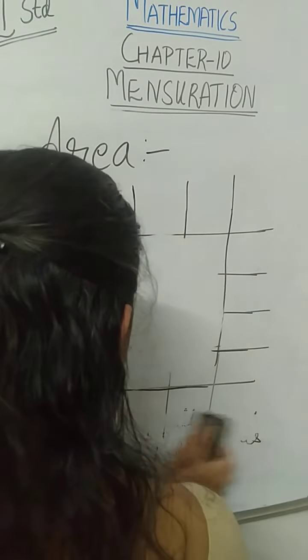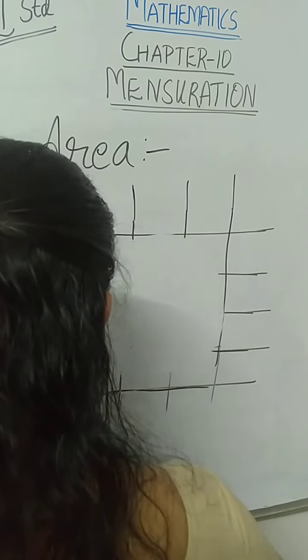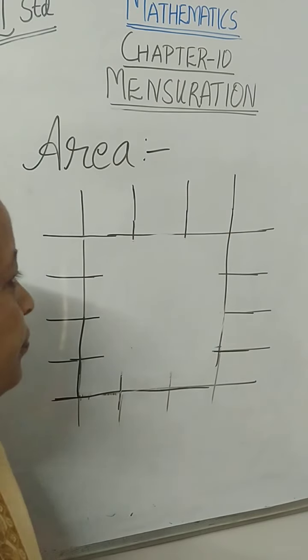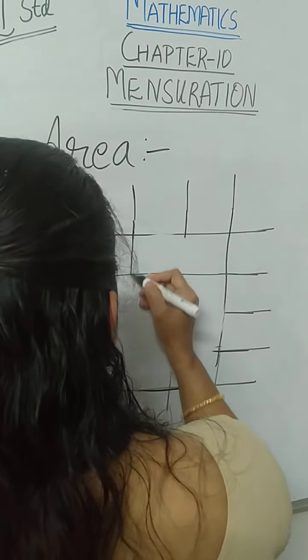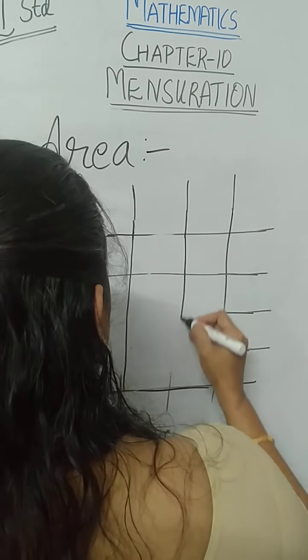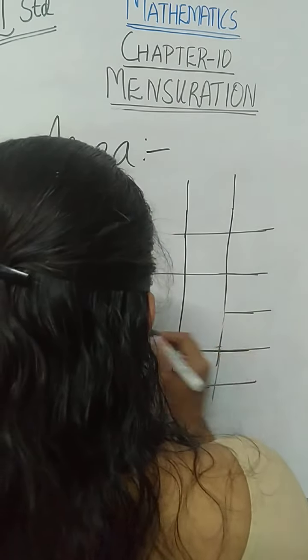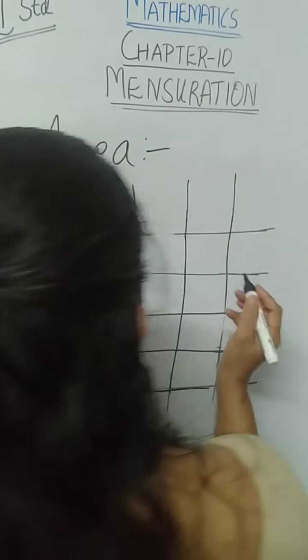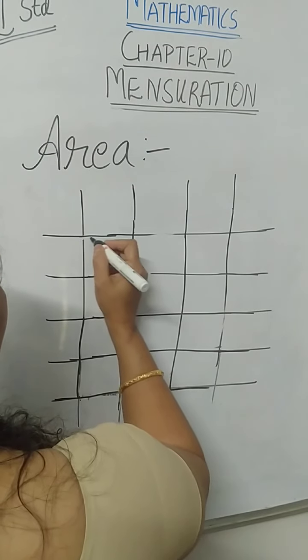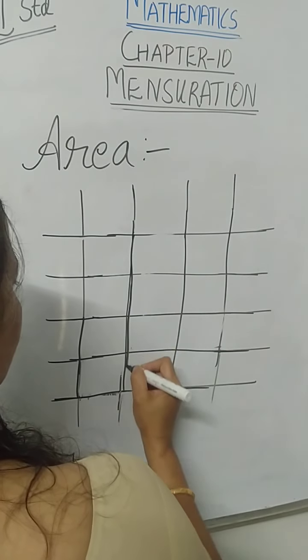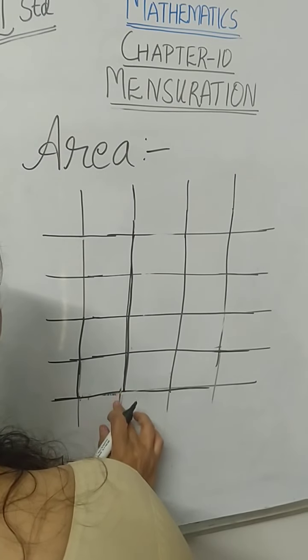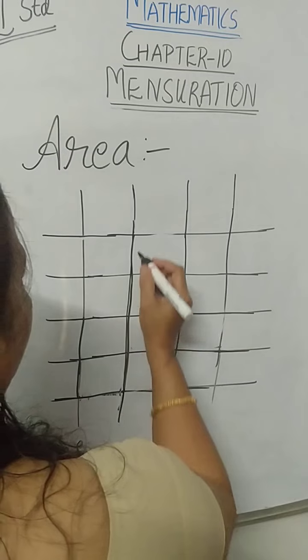Now let us find out the area of the regular shape. First of all, I will be taking it as a rectangle. See, I am going to draw a rectangle here. Look here. Can you make out? If you observe, you can make out.